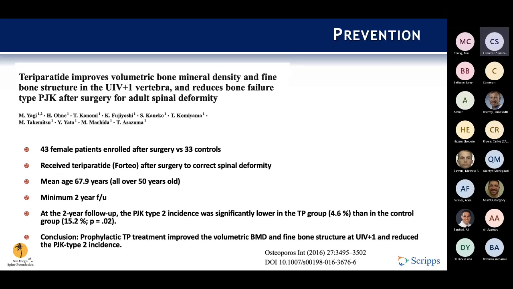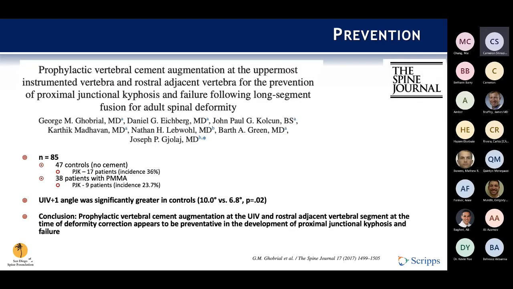And so they thought that in their patients, prophylactic teriparatide treatment improved the bone mineral density and fine bone structure at the UIV +1 and reduced PJK type 2 incidence. So some of those things that we're doing in clinic and part of our workup for these patients, just showing where they work and if they work.